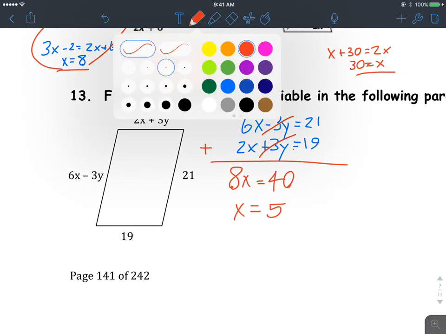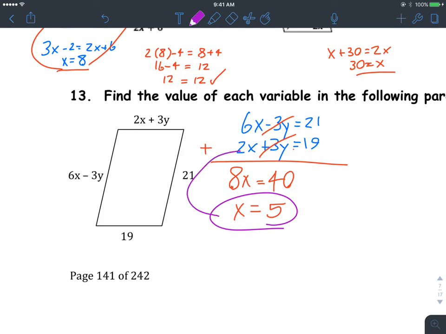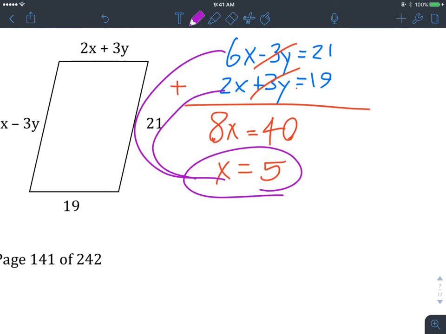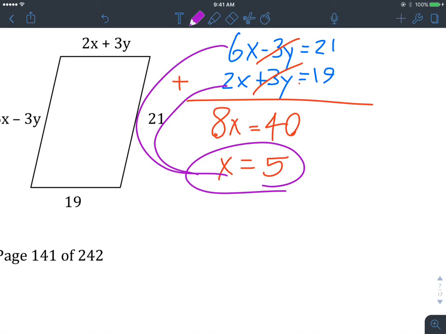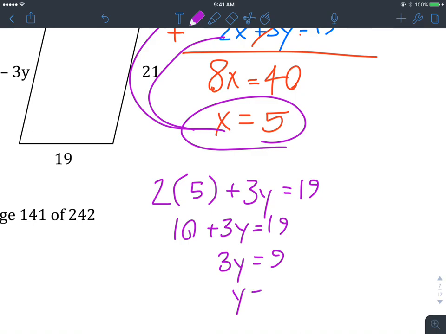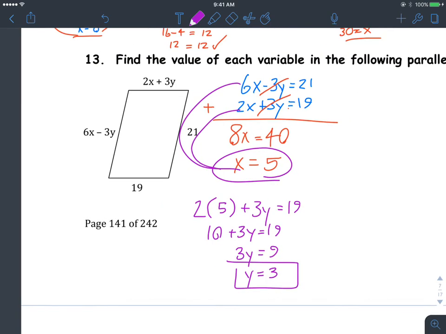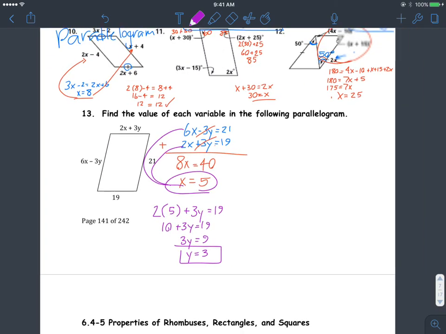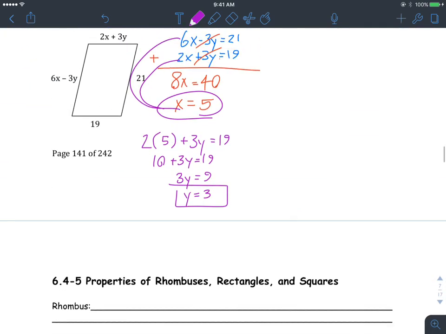Now that we have x equals 5, you take that and plug it back into either one of the equations, whatever you think looks easiest. And I'm always a big fan of the smallest looking number, so I'm going to use the one that's 2x plus 3y. So I'll say 2 times 5 and then 3y equals 19. Okay, so that's 10 plus 3y equals 19. Subtract over, that's 3y equals 9, and then y equals 3. And I believe that is it for our lesson today.